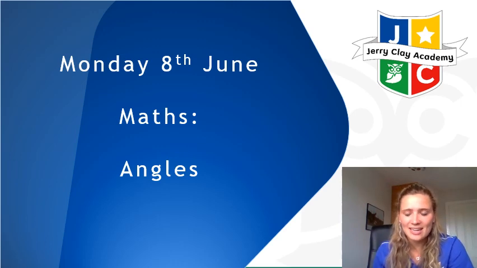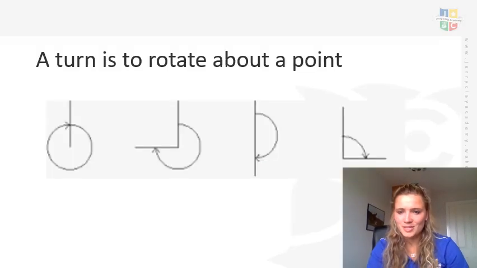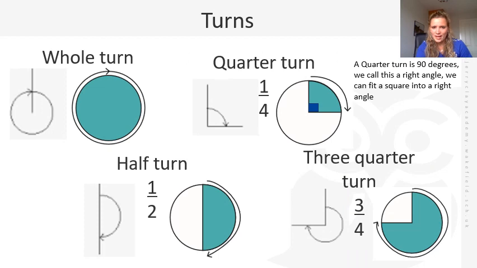So we're going to be looking at angles today, moving on from turns. A quick recap: last week we looked at turns, and a turn is to rotate about a point. We had different types of turns. Can you have a quick think, what are those different types of turns that we looked at? Okay, you should have got whole turns, quarter turns, half turns and 3/4 turns, because those were the ones that we were looking at last week.